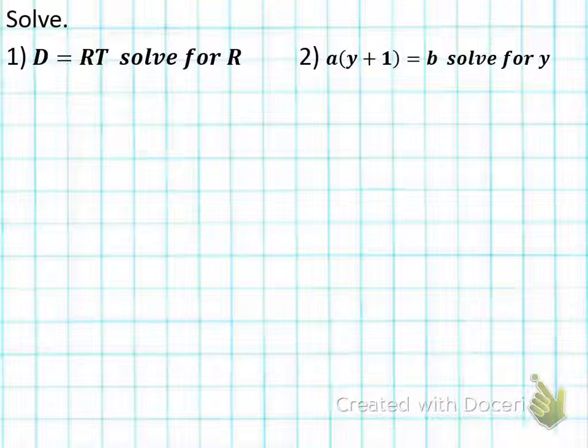So this is the distance formula. Distance is equal to rate times time, okay? And we want to solve for r. So the first thing when I'm wanting to get r by itself, I want to look at what side of the fence r is in. R is on the right side.